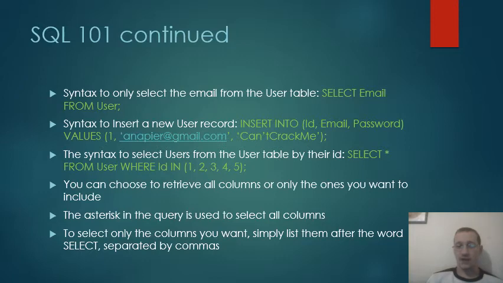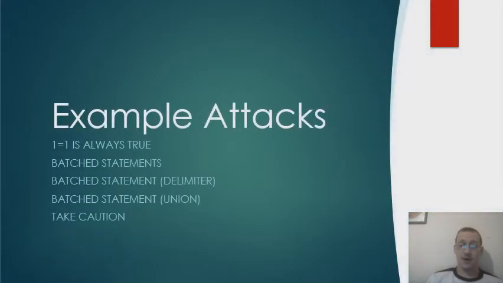It's just shorthand syntax. You can choose to retrieve all columns or only the ones you want to include. The asterisk in the query is used to select all columns. To select only the columns you want, simply list them after the word select separated by commas. Alright, so now that we've gone through the basics of SQL and know how it works, we're going to get into some example attacks.